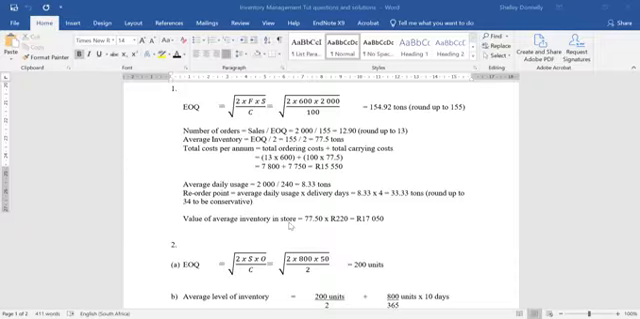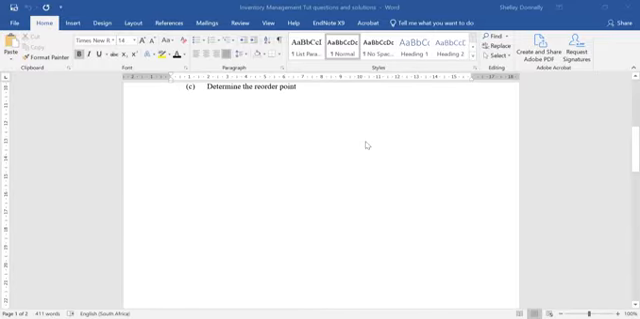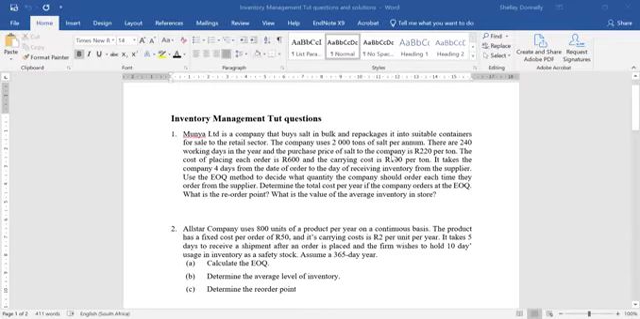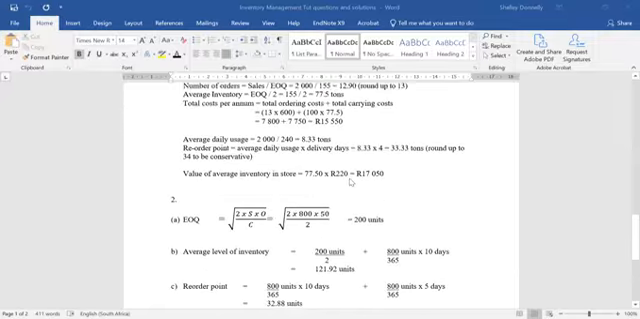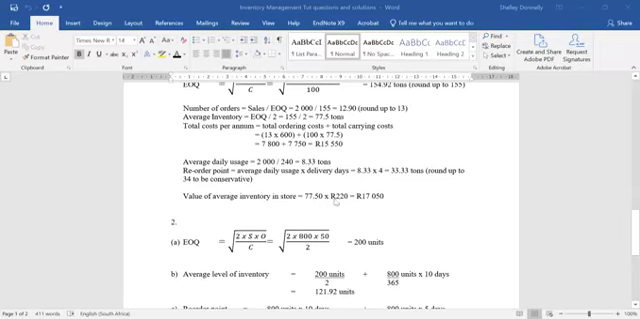Value of average inventory in store. Well, we're just going to use the average inventory that we calculated earlier of 77.5 tons times the variable cost, which was given to us. The purchase price of salt to the company is 220 Rand a ton. So we multiply that by the average inventory to get the value of the inventory in store.